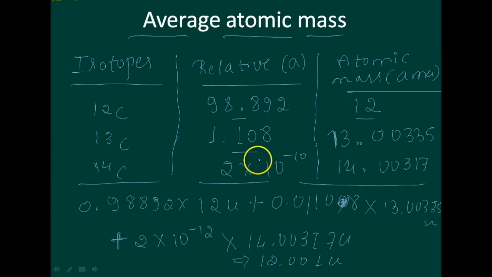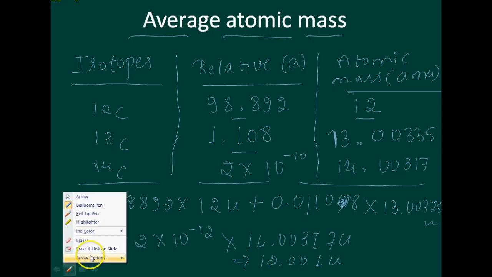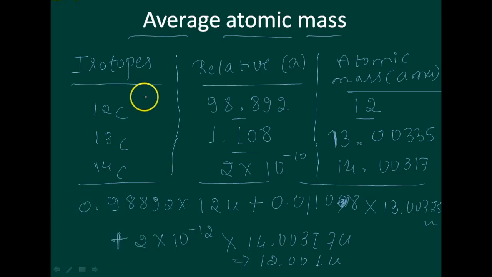In the periodic table of elements, the atomic masses mentioned for different elements actually represent their average atomic masses. I will explain it again. These are the isotopes of carbon, these are the relative abundances, and this is the atomic mass. By multiplying these two and adding all of them, you get the average atomic mass. This is about average atomic mass.